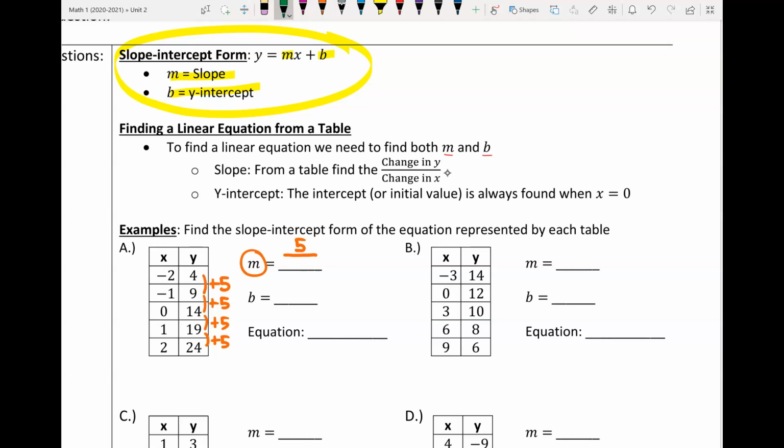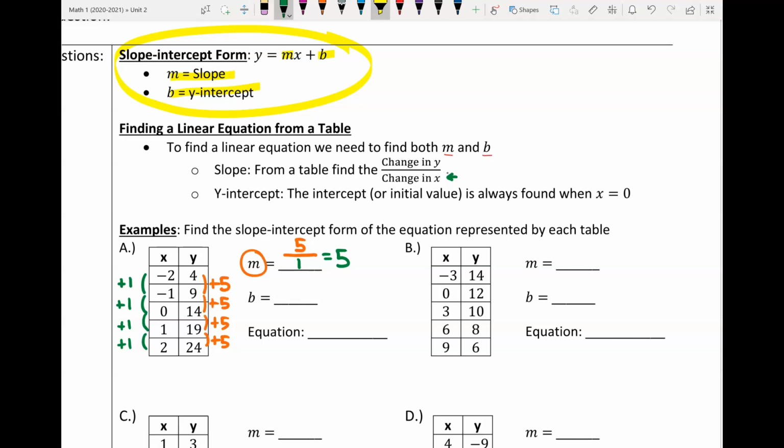Then what do we do to find the change in x? We do the same thing with the x's. How do we get from negative 2 to negative 1? That is a plus 1. To get from negative 1 to 0, that is a plus 1. 0 to 1, also plus 1. 1 to 2, plus 1. So the change in the x values is positive 1. Then our slope is 5.